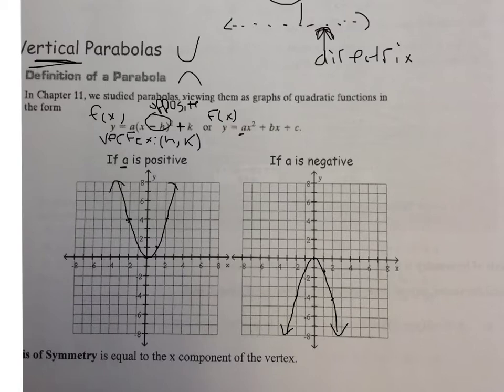And that's our two parabolas. Now, the other thing that parabolas have is what's called an axis of symmetry. And that is always going to be equal to the x component of the vertex. So in these cases, the vertex is at (0, 0). Our axis of symmetry would be y equals 0, sorry, x equals 0. I said that wrong. Our axis of symmetry on both of these would be x equals 0.